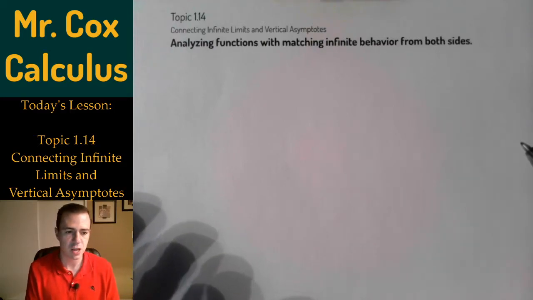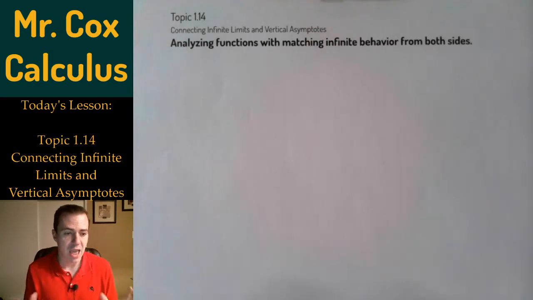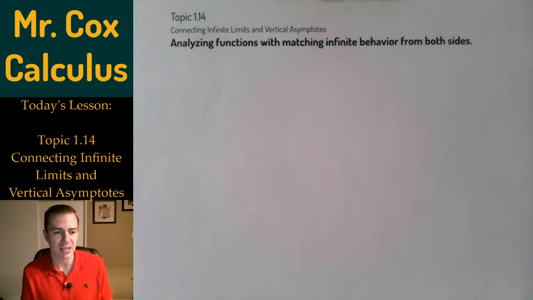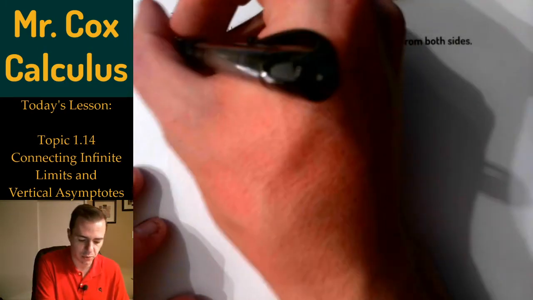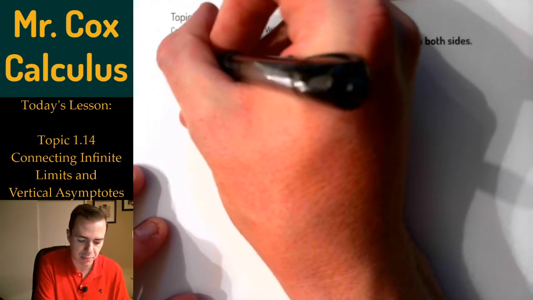In the previous video, we looked at a function where we had a vertical asymptote at a value, and from the left we were going towards negative infinity, from the right we were going towards positive infinity. But it is possible that from both directions we could be going to the same direction of infinity. So let's look at a couple of functions where that happens here.